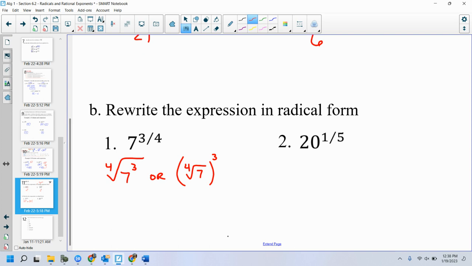And then the last one here, I could say the fifth root of 20 raised to the first power, but do I need that to the first? No. Or I could say 20 to the first, fifth root of it. But again, do I need that first power?